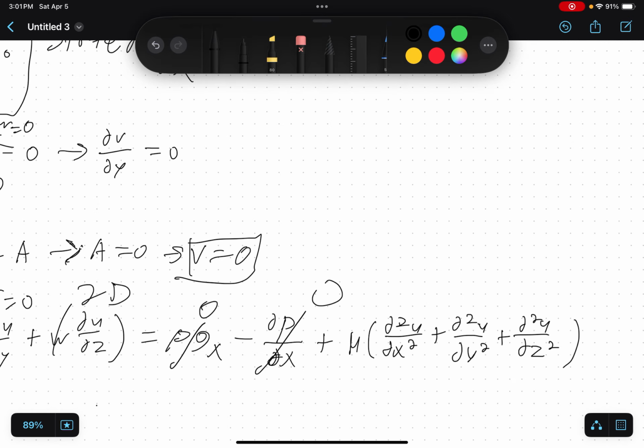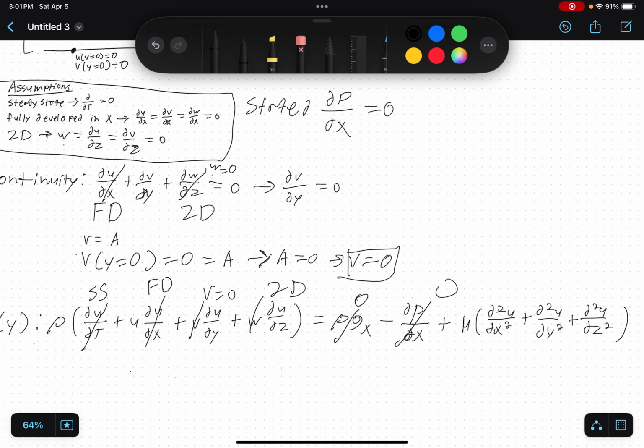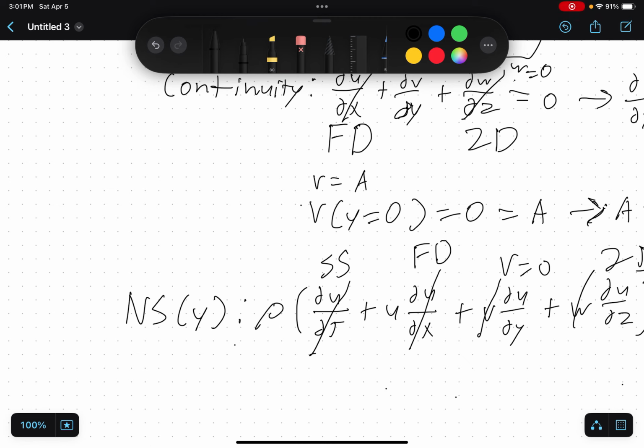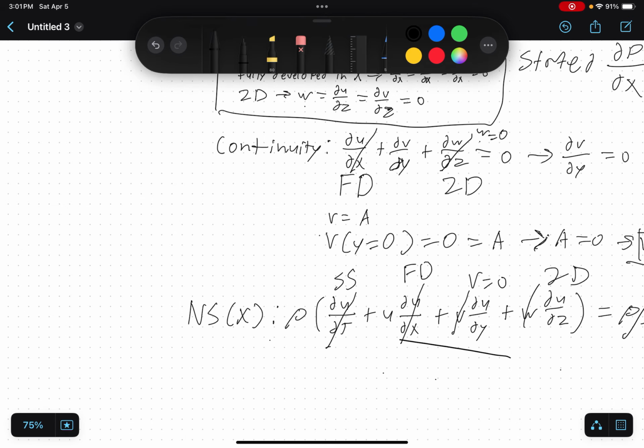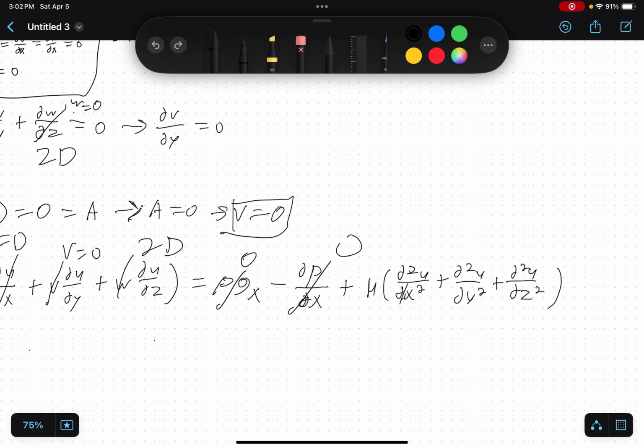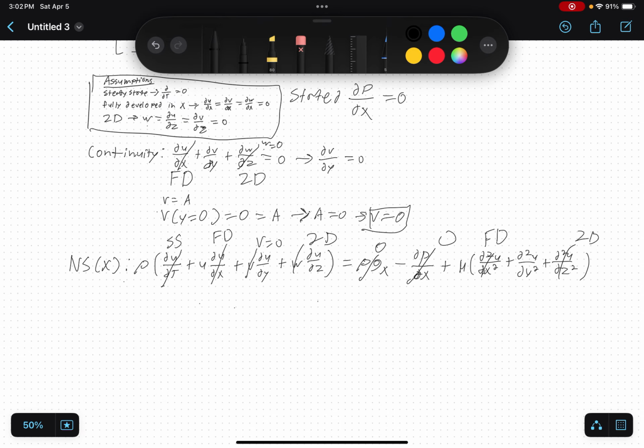Now, what else are we left with? I just realized this is the Navier-Stokes in the x direction, not the y direction. My brain is just fried. That is okay, though. This fully developed derivative with respect to x, this 2D. So what are we left with? On the left side, nothing. 0 equals d squared u dy squared.